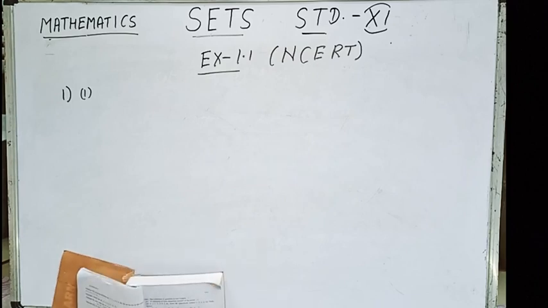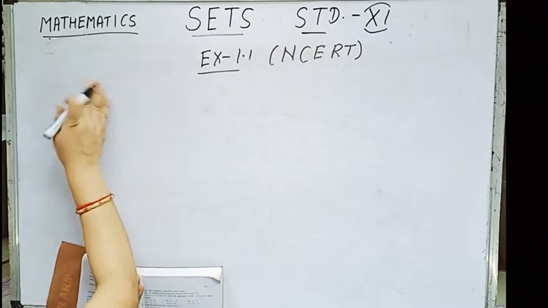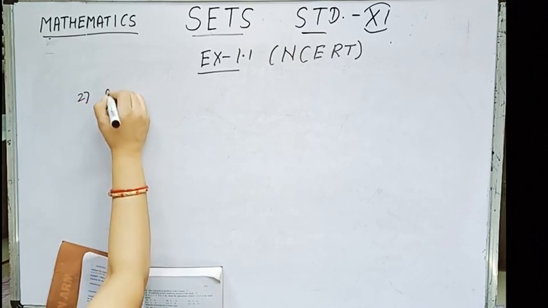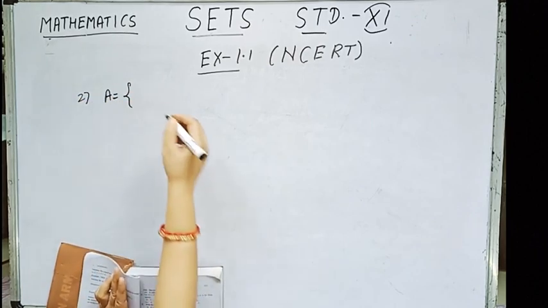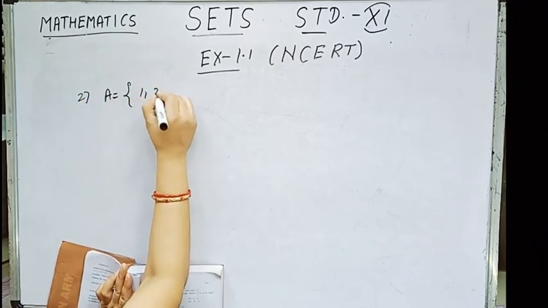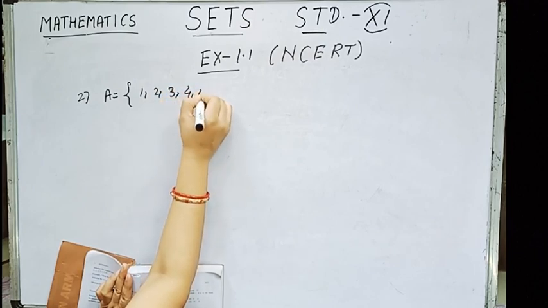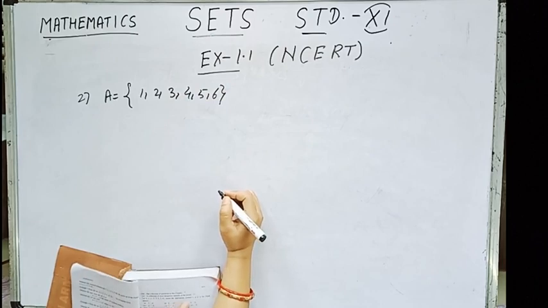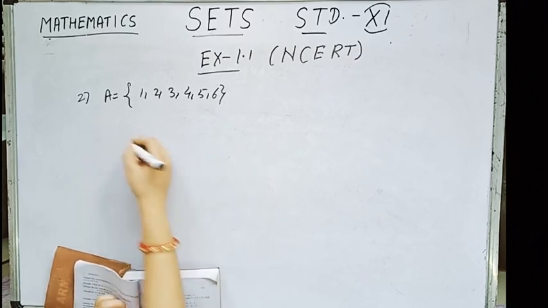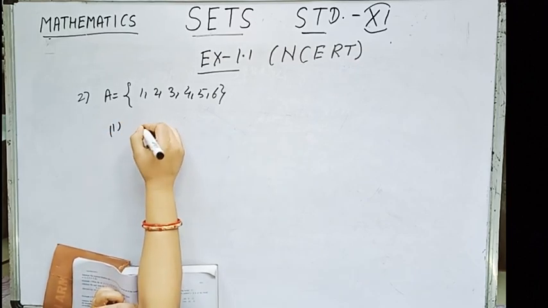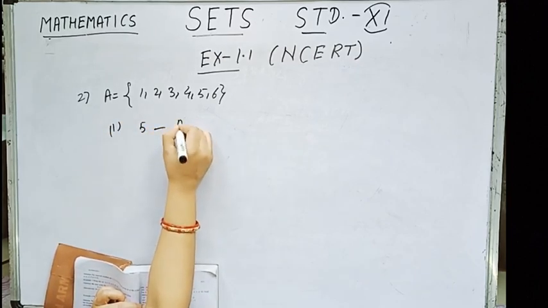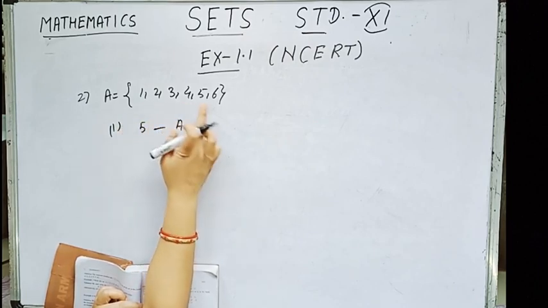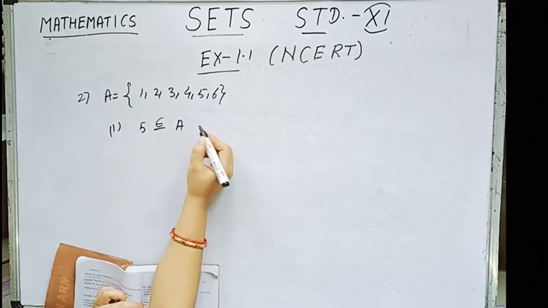Now question number 2, a set A is given. Set A is given as 1, 2, 3, 4, 5 and 6, and it is asked that insert the appropriate symbol of epsilon or not epsilon, means belongs to or does not belong to, in the blank spaces. So number 1 is 5 and A. So obviously the element 5 belongs to A, so we can write belongs to.